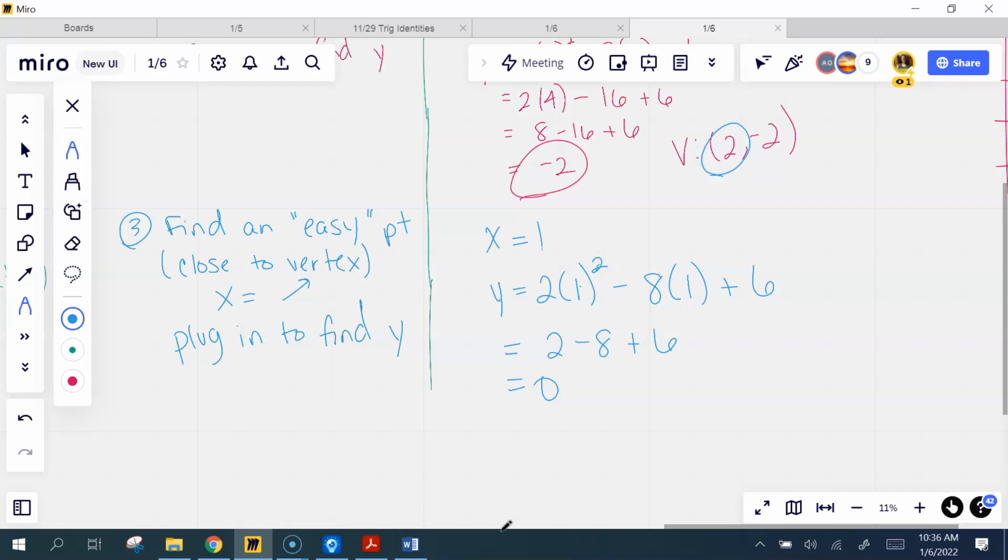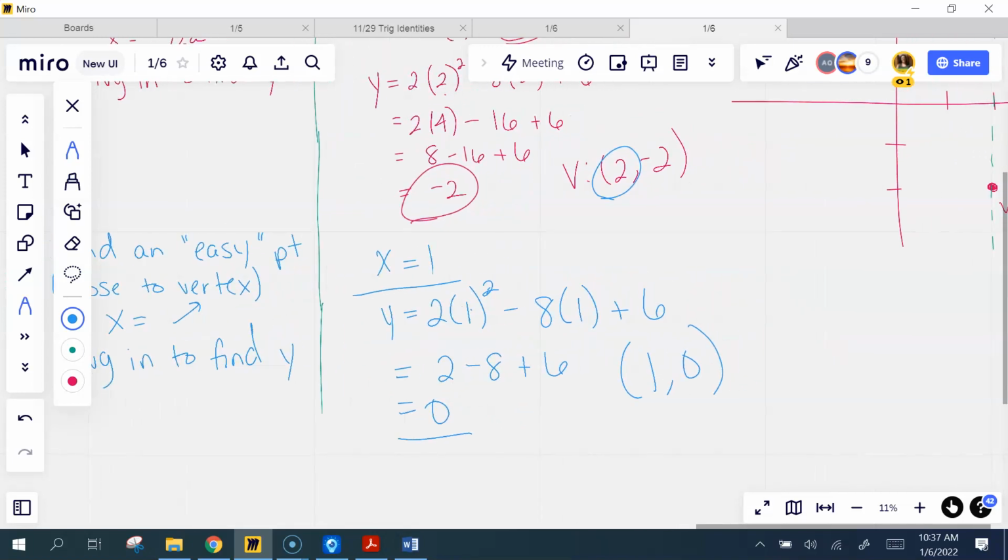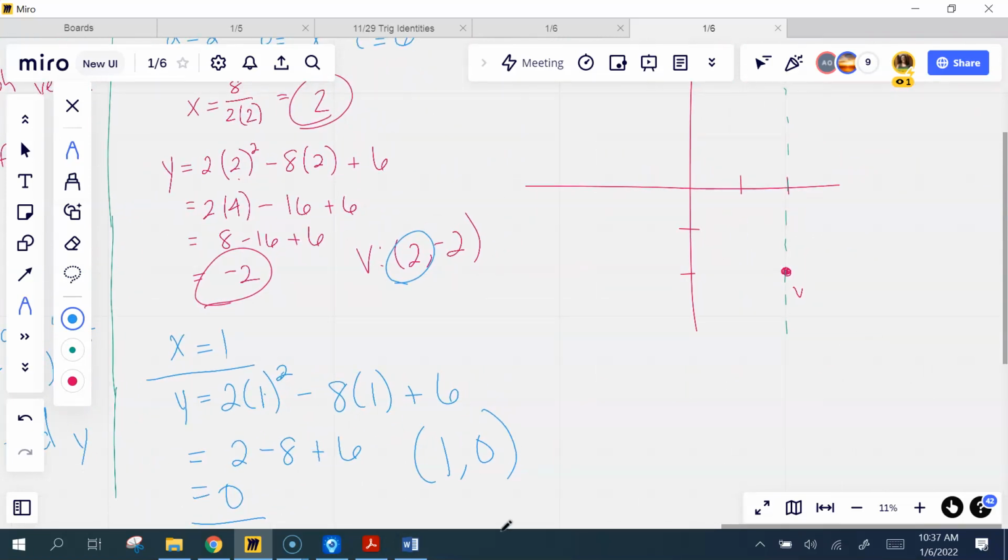What are the coordinates of that point? Y'all can do this. The x is 1, the y is 0. I'm going to go ahead and plot that. 1, 0 happens right here. That is just an arbitrary point on the parabola. It could have been any point I wanted.